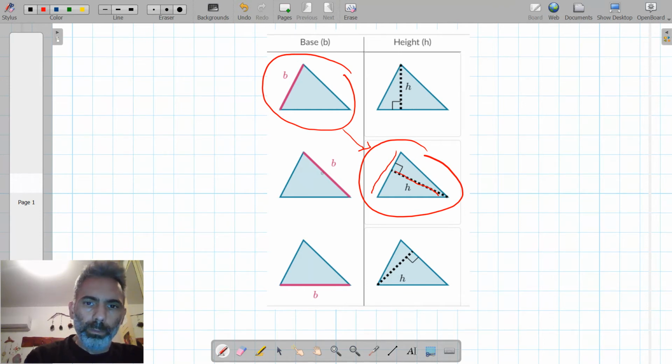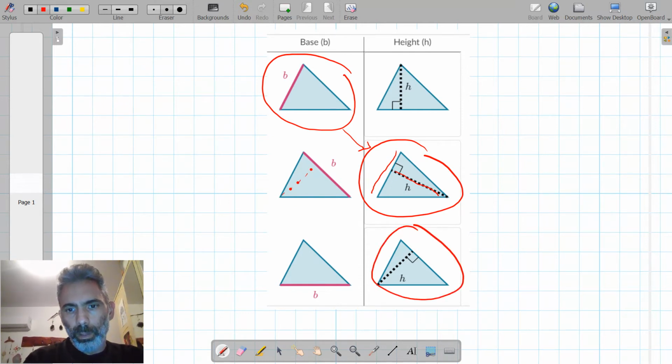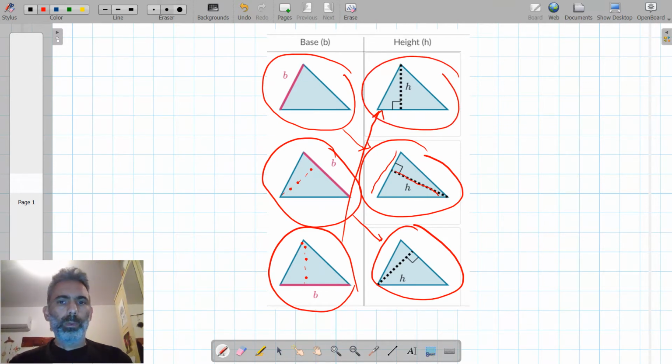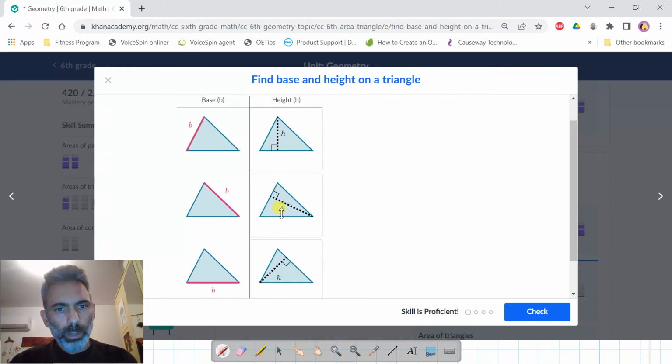Okay. Now, if this is the base, it means that this is the height. So this triangle is connected to this height. This base is corresponding to this height. So this one, this is the height. Okay. So this one is corresponding to this one here. Okay. So this is corresponding to this one. And this is the base. This is the height. So it's corresponding to this one. And now this is the base and this is the height.